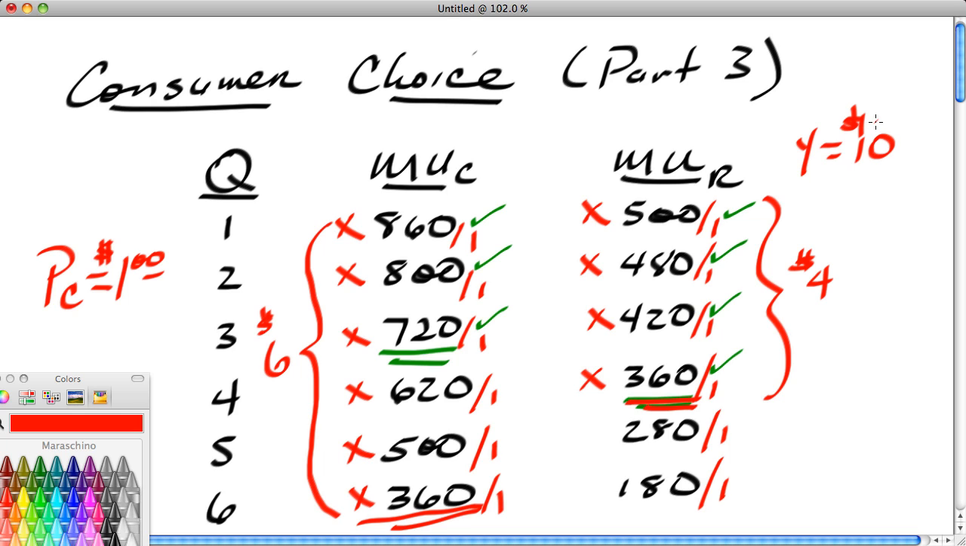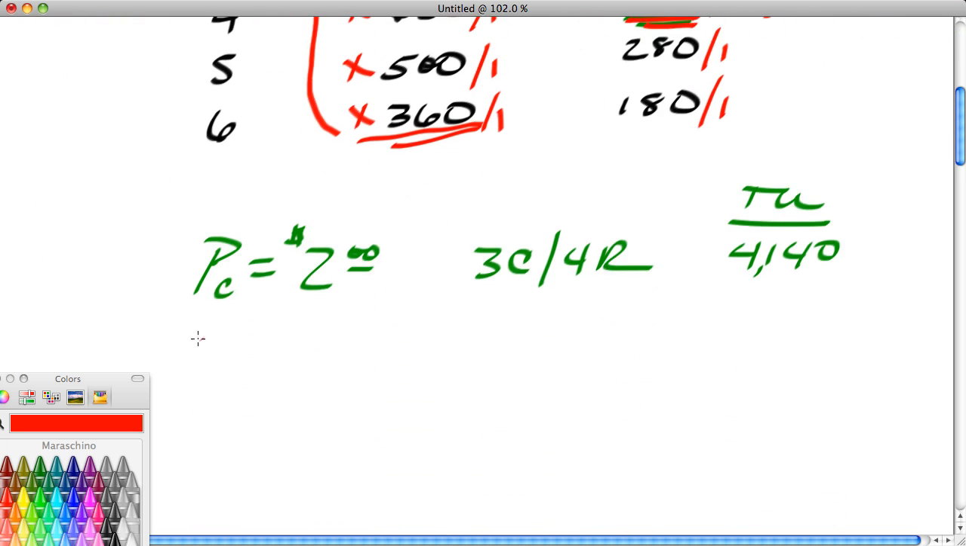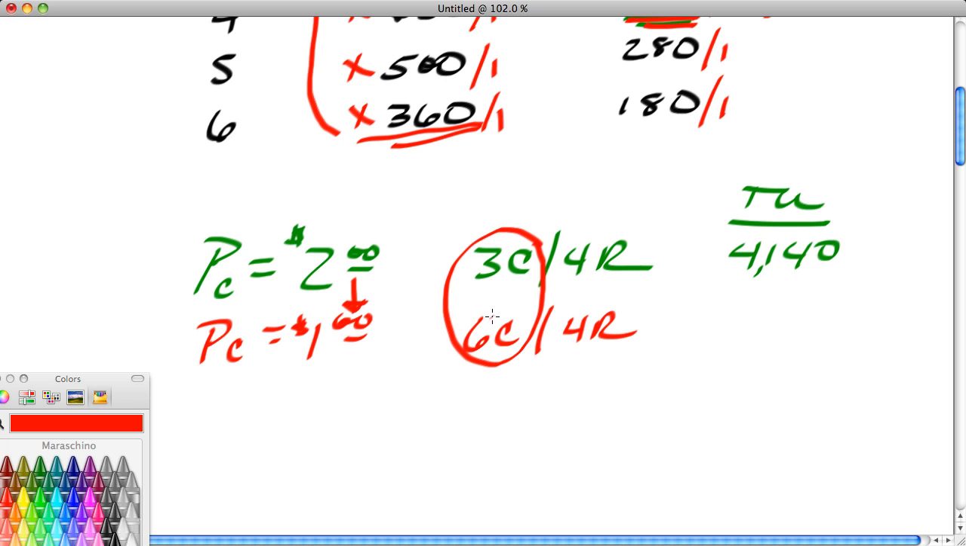So what we see is if we lower the price of coffee from $2 to $1, the buyer buys more coffee. And so let's summarize this result. If the price of coffee is $1, in other words, it's been lowered from $2 to $1, the buyer now wants to buy 6 coffee, still buys 4 rolls. So what happened here? The number of coffees consumed actually increases.